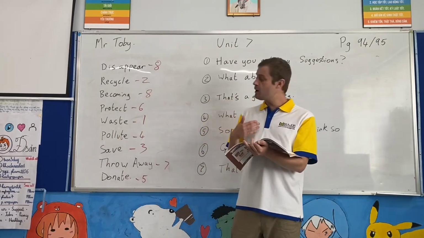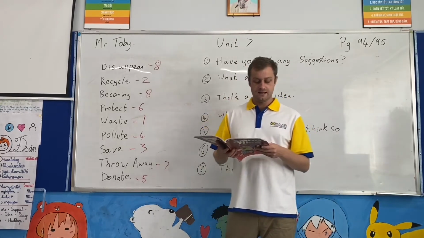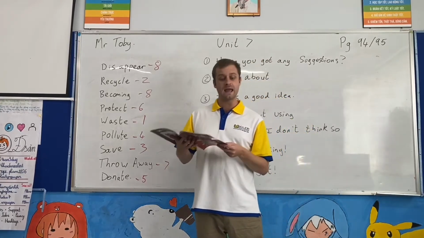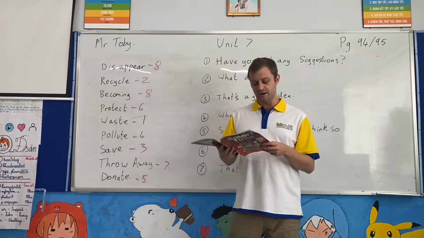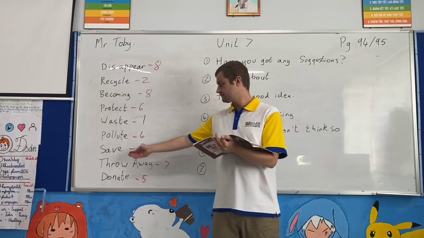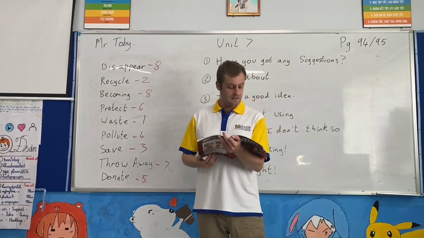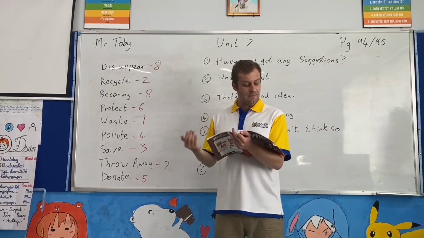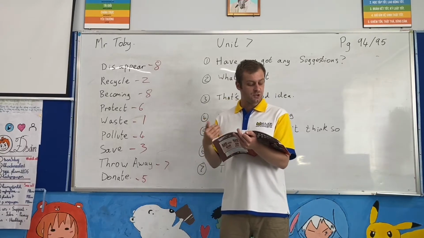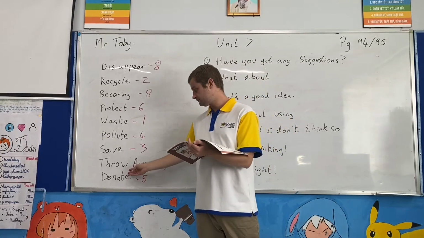The next one, pollute, goes with number 4. Exhaust fumes pollute the air. Use public transport or your bike as much as you can. The next one, save. Have a shower instead of a bath. This way you save on the amount of water you use.